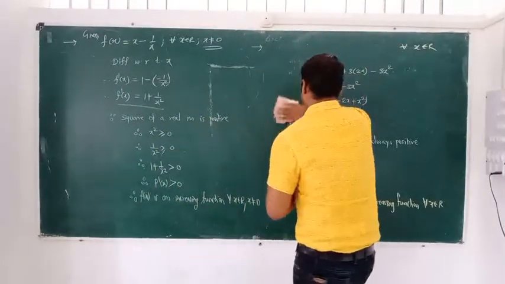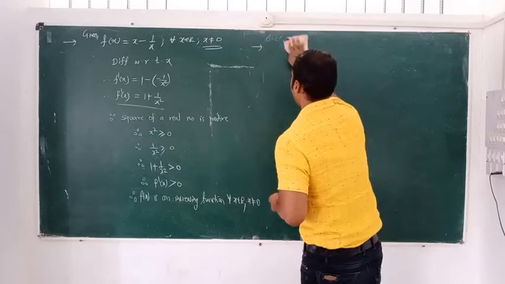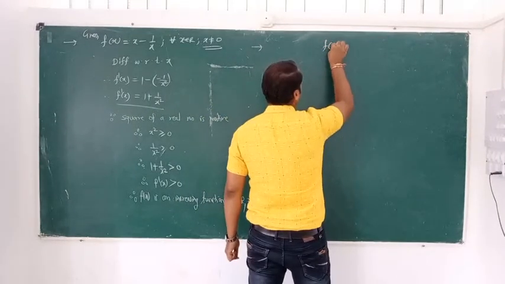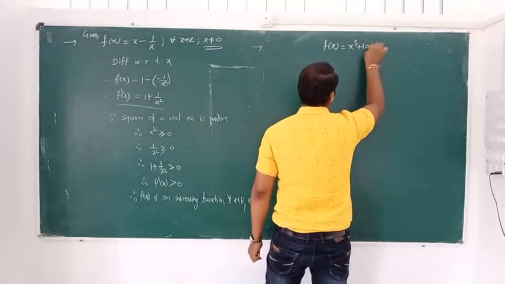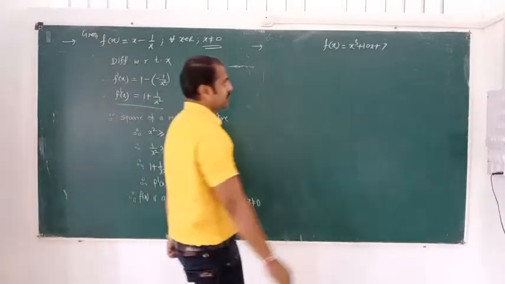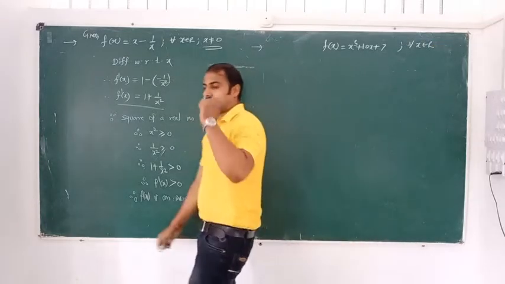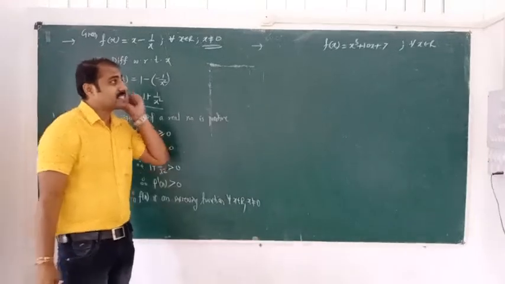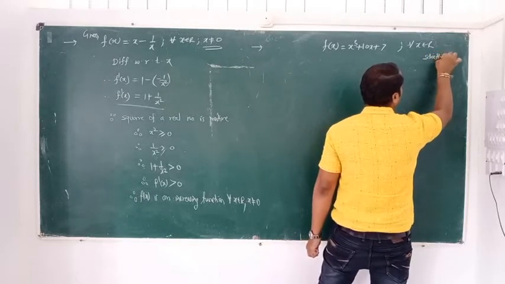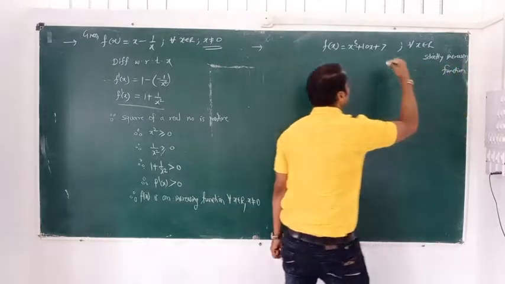Show that the function f of x is equal to x cube plus 10 x plus 7 for all x belongs to R is strictly increasing function. This question is for show that. And what is to show? To show f of x is strictly increasing function.